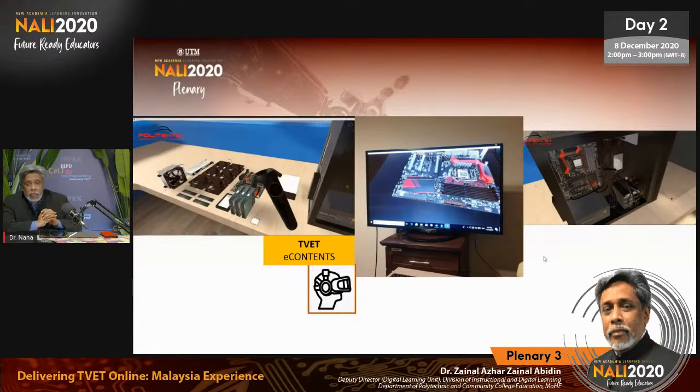But I'm not saying that this will replace the actual hands-on, no. This is sort of a simulation, enriching their minds first, making sure they understand what they are supposed to do before they go in and actually touch the real stuff, right?